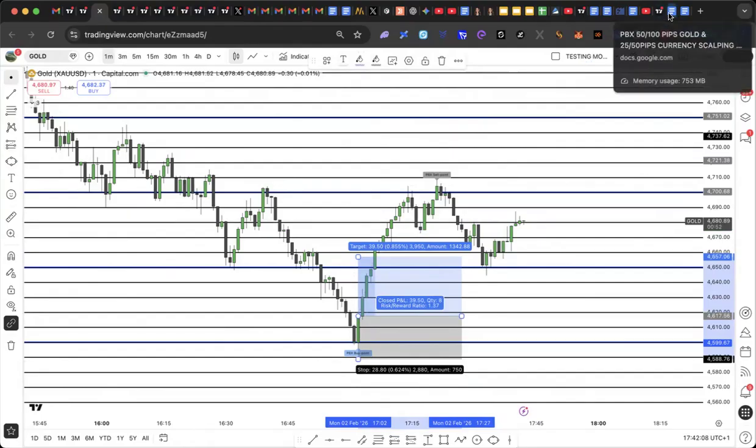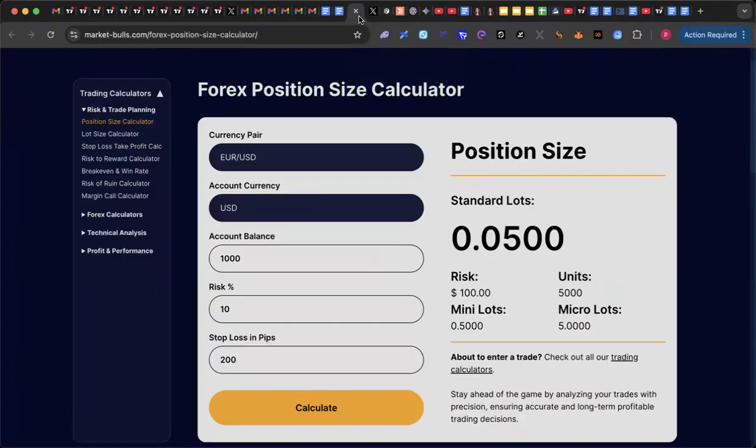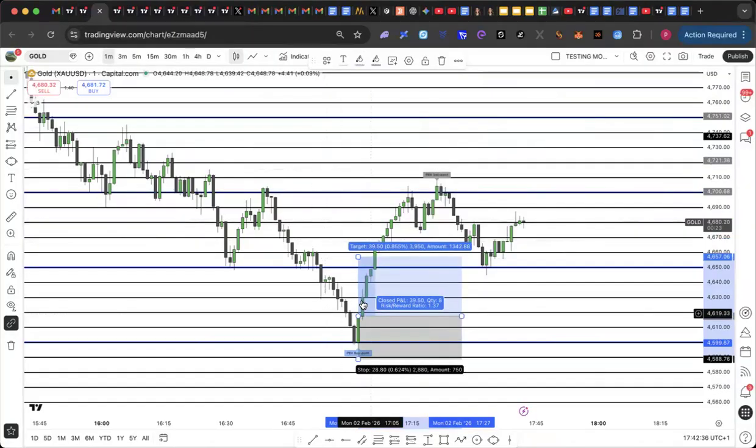Just to make sure that you are risking 1%. So 280 pips, you should use 0.03. So you can only use 0.03, so that if you hit stop loss, you are losing $1. So you can use 0.04, maybe $1 and some fraction. So 0.04. But in this case, you're going to maximize your trade.